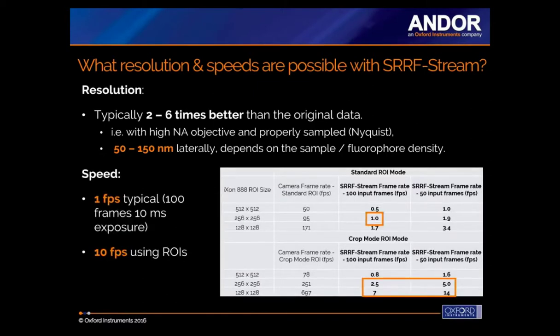And speed wise, with a normal configuration of taking 100 frames, each with 10 milliseconds exposure, that is equating to around 1 frame per second. But of course we can start to look at regions of interest, as well as using a slightly smaller number of input frames, and that way we can start to boost speeds up higher between 2.5, 5 and over 10 frames per second.